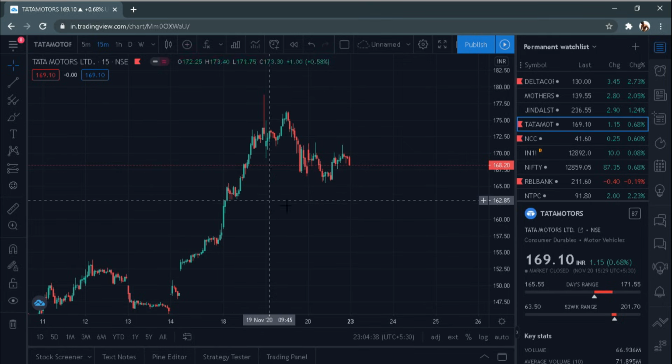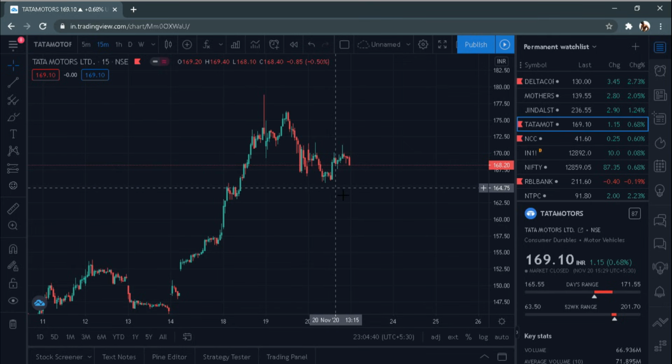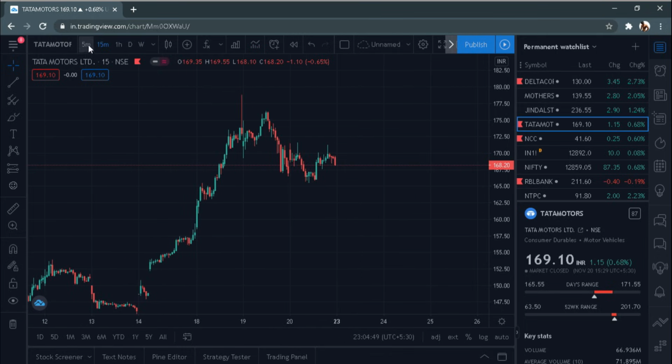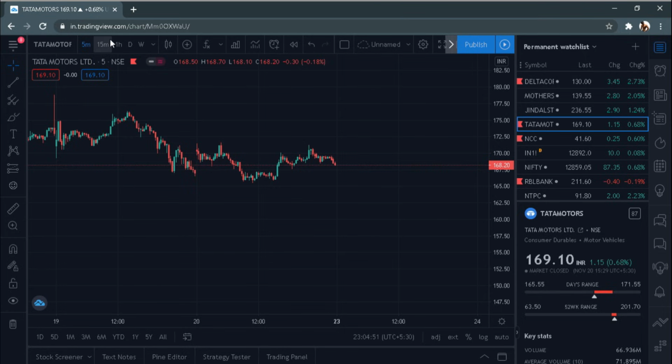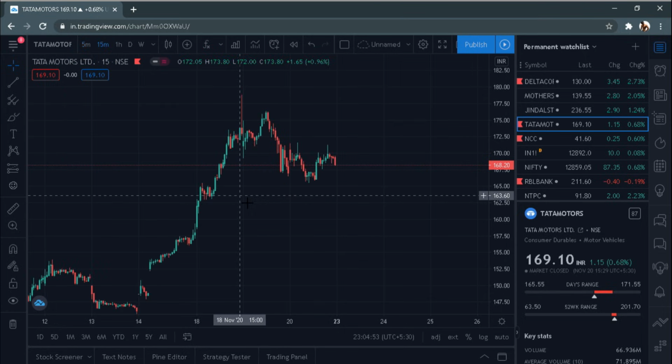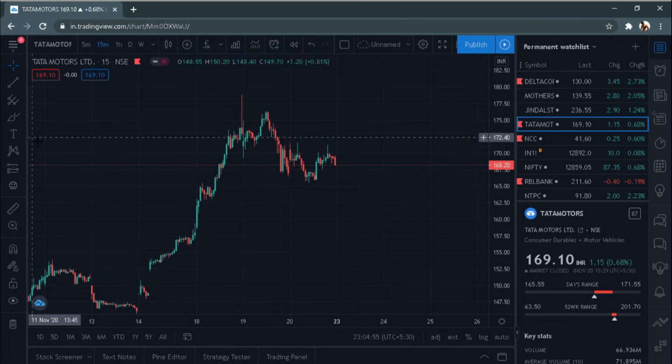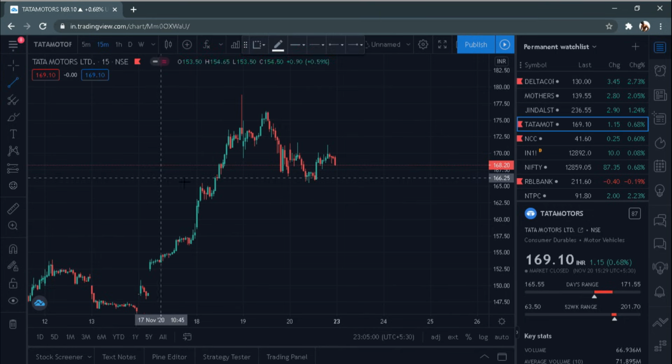So I am analyzing these stocks for intraday trading. For intraday trading, you need to analyze stocks on 15-minute charts. 15-minute charts is enough. And if you are trading live in the markets, then you should use 5-minute charts. 15-minute charts just give you a better view. So make sure you analyze in the 15-minute charts and trade in the 5-minute charts.